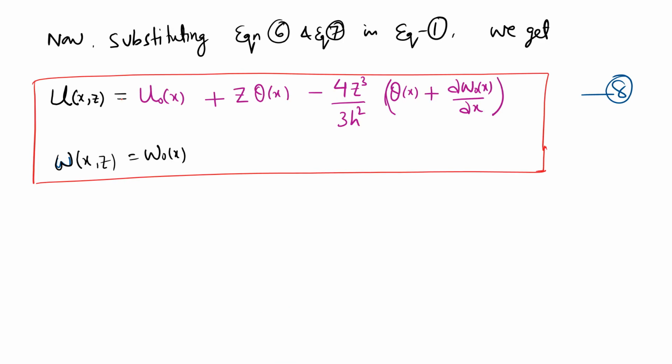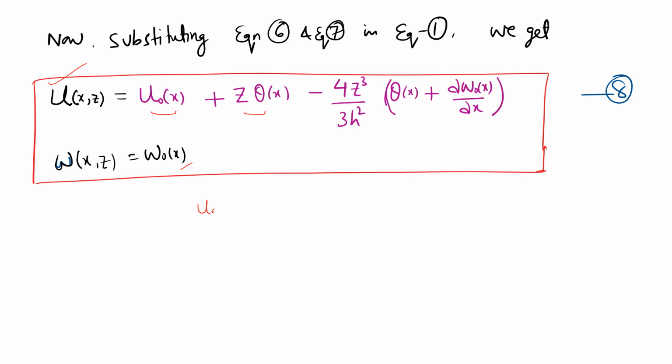Finally we get the in-plane displacement field u of x z as u naught of x plus z times theta x minus 4z cube by 3h square times theta x plus del w naught by del x, and w of x is the same, w naught of x. So how many unknowns are there, we can say?